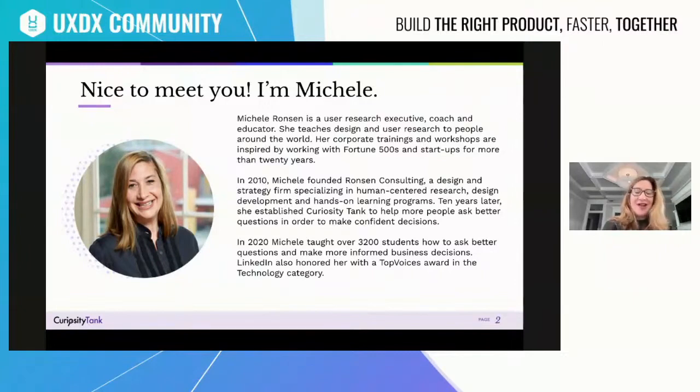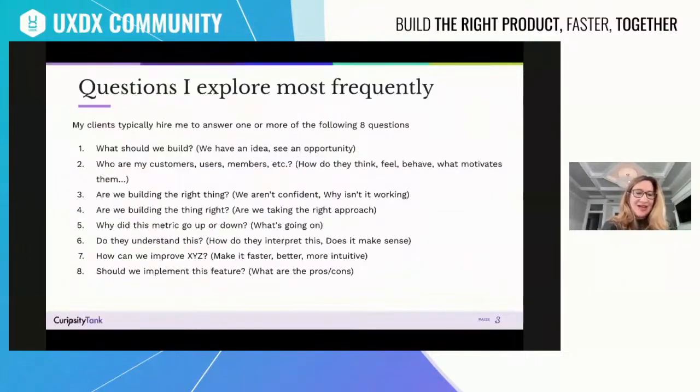Super grateful for LinkedIn. LinkedIn named me a top voice influencer in 2020, the first user researcher ever. So I communicate a lot on LinkedIn. I'm super passionate about user research, and I'm also a practicing researcher.